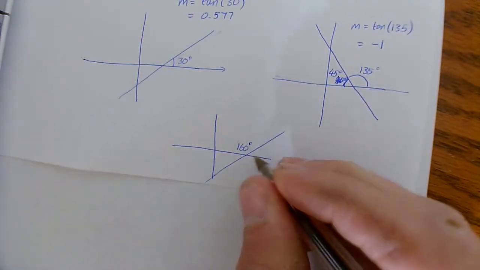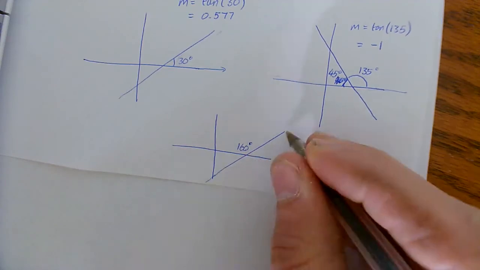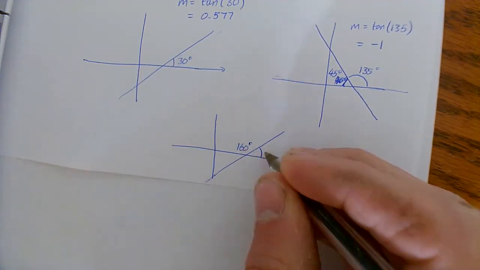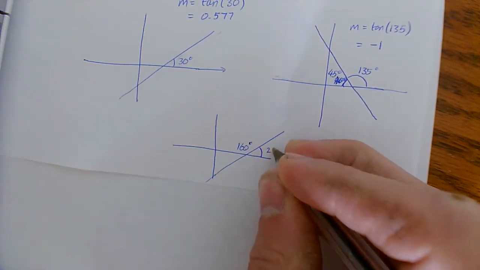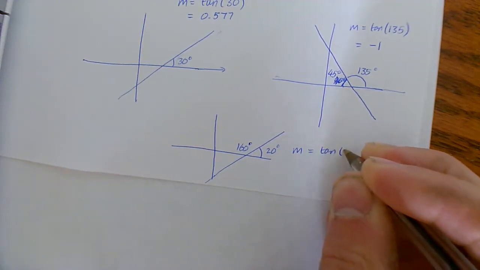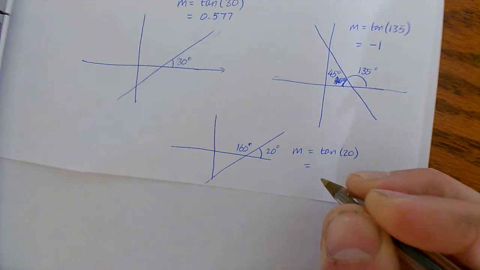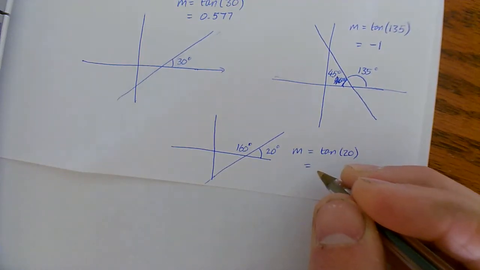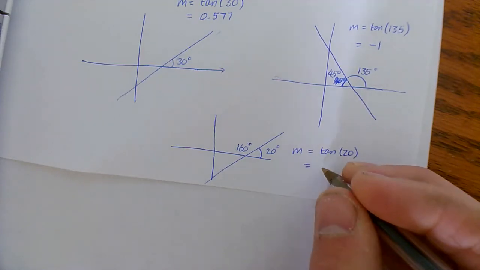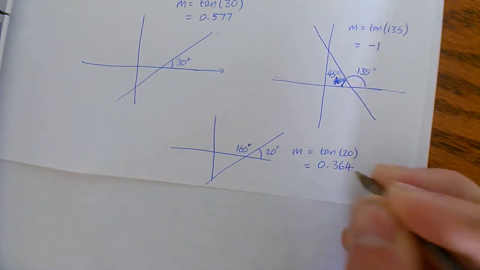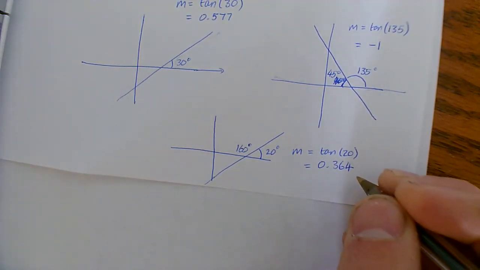Same thing here. We want the gradient of this line, but we've got the angle on this side of the line, not the one over here. So the first thing we want to do is 180 take away 160 and get 20 degrees. We then want our gradient, which is tan of 20. Again, we're going to get a decimal number, so we're just popping this into the calculator. We get 0.364 to 3 significant figures. And so we've got our gradient.